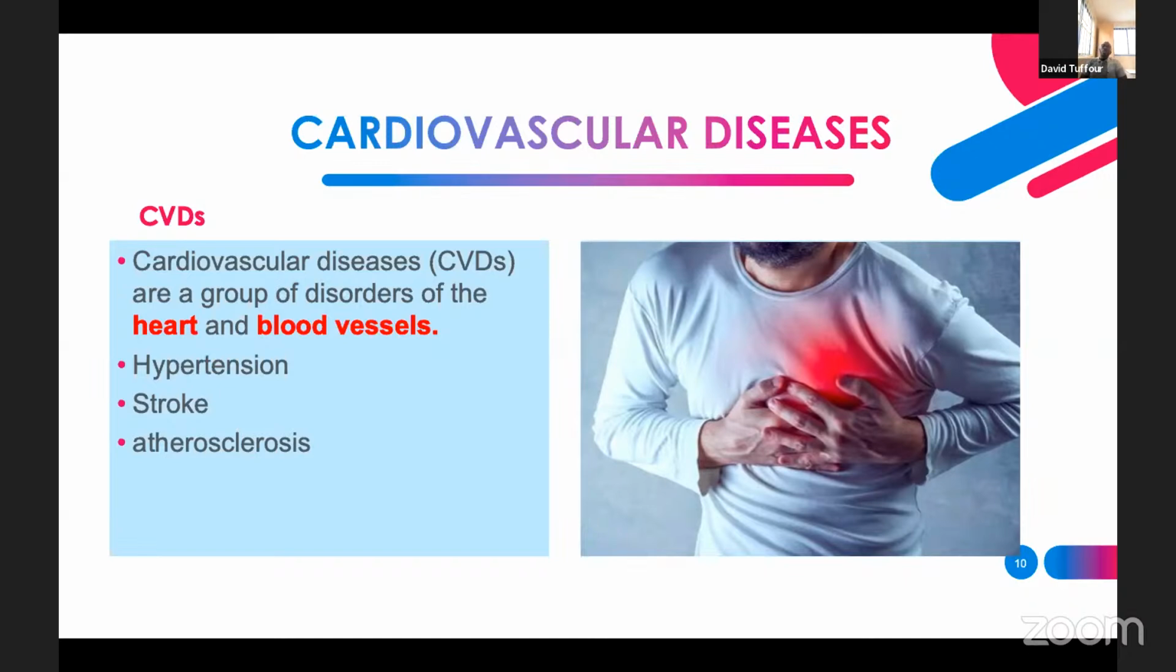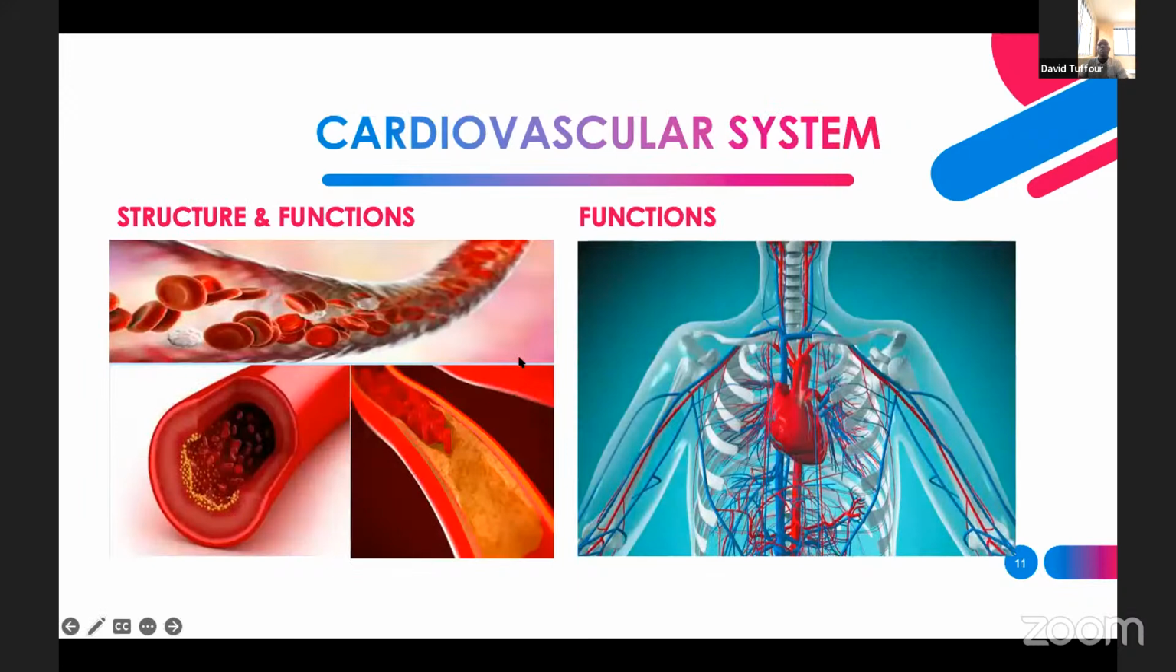So let's start with cardiovascular diseases. When you say cardiovascular disease, you are talking about a group of disorders that affect the heart and the blood vessels. So you can have hypertension, stroke, atherosclerosis, angina, and the rest. The cardiovascular system itself is a group of organs coming together to form the system that helps pump blood from one point to other points of the body to and fro. So it pumps and then collects blood back to the heart.